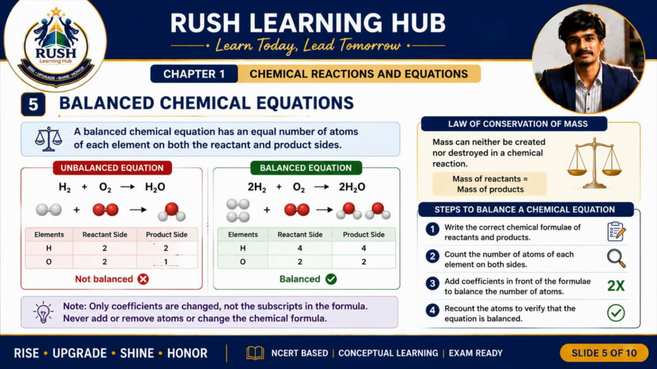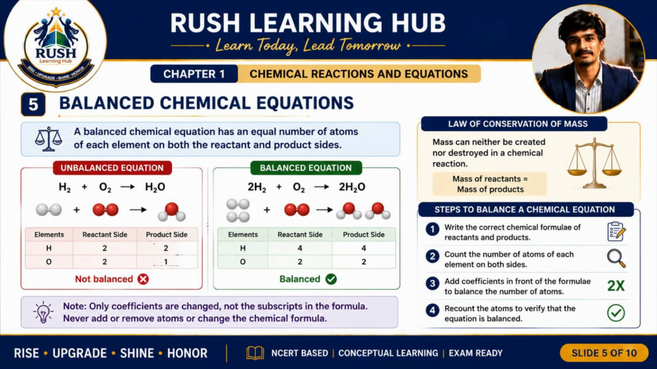Let's look at an example. Consider the equation H2 plus O2 gives H2O. If we count the atoms, we find that hydrogen is balanced, but oxygen is not. There are 2 oxygen atoms on the reactant side and only 1 oxygen atom on the product side. Therefore, the equation is unbalanced.